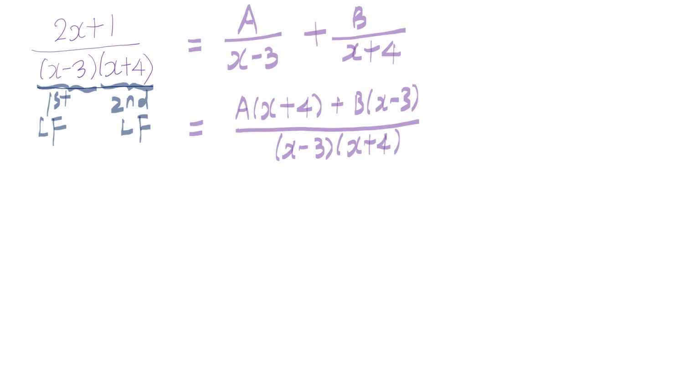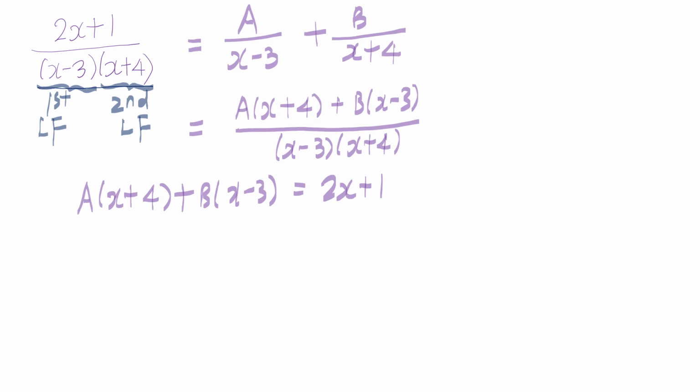Right, and then we compare the numerators, because what we have done here is that we have already made the denominator on the left equal to the denominator on the right side. So hence the numerator on the left side will be equal to the numerator on the right-hand side. So a bracket x plus 4 plus b bracket x minus 3 will give us 2x plus 1.